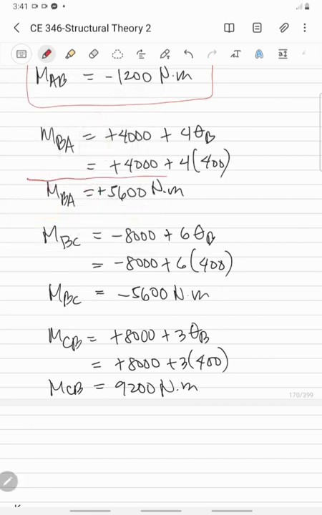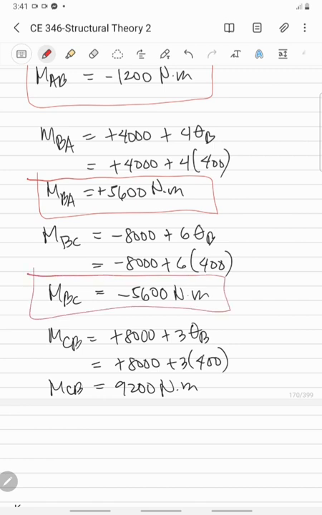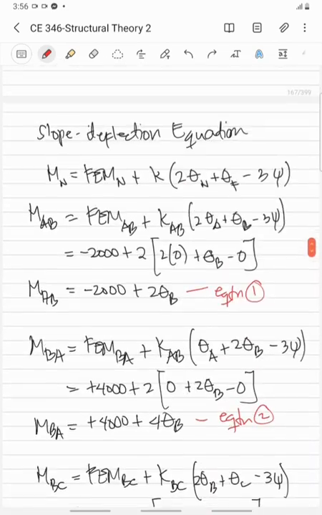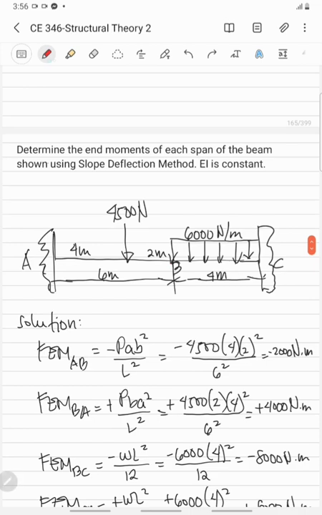Again, you have to box or circle your final answers. These are the end moments of our beam, and these are our answers for this problem. Since our problem is to determine the end moments of each span of the beam, after this you can evaluate the reactions and the shear force at support A and support C. Then we can draw the shear force diagram and the bending moment diagram, and also the elastic curve. That will be for another problem.